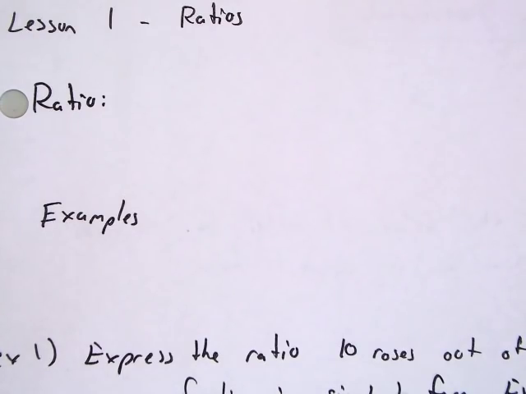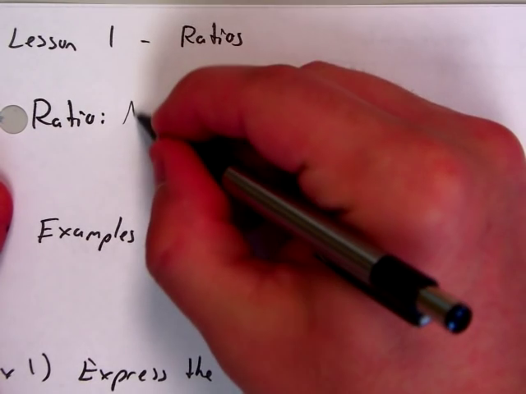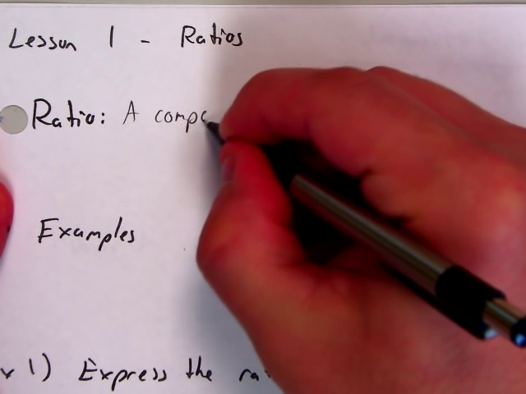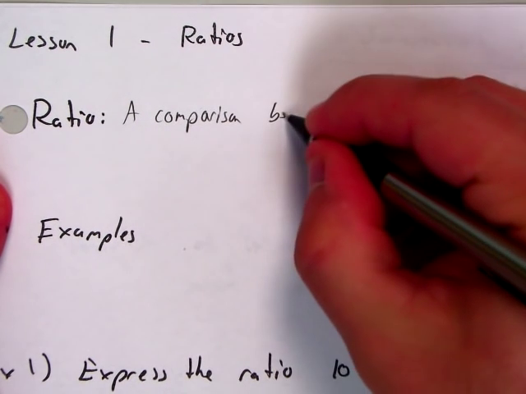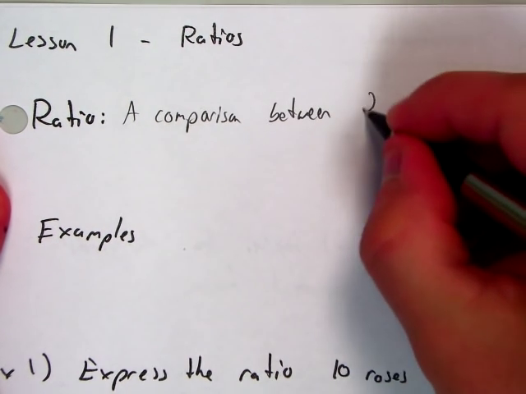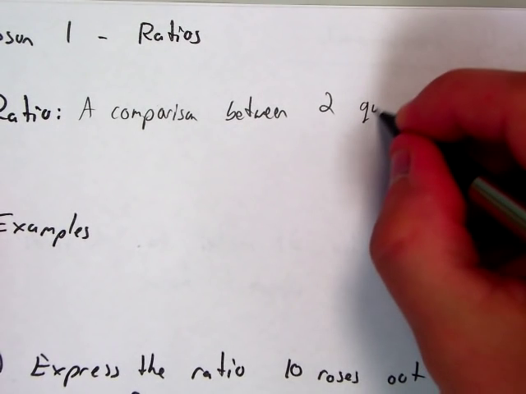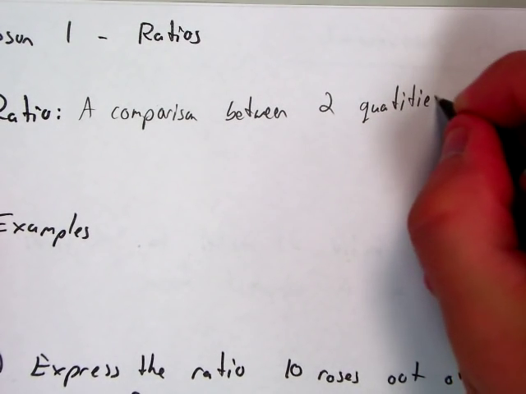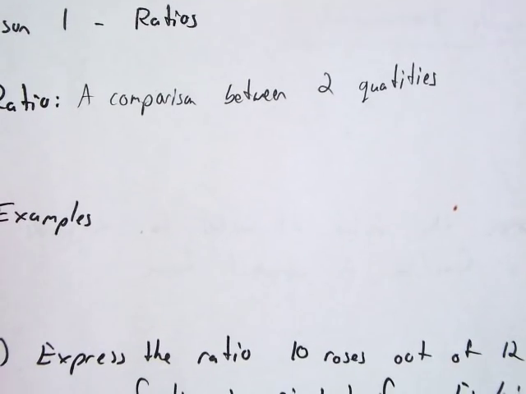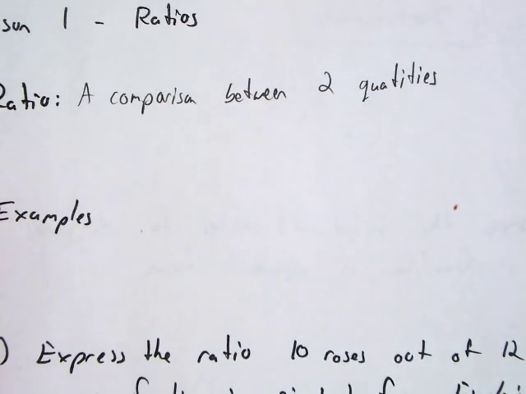All right, this is Chapter 5, Lesson 1. We're talking about ratios here. So a ratio is a comparison between two quantities, or two numbers. We can write them in several different ways.